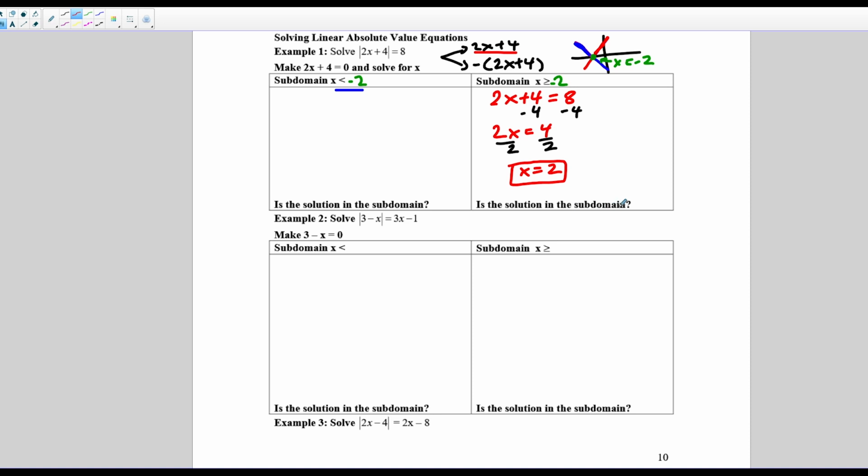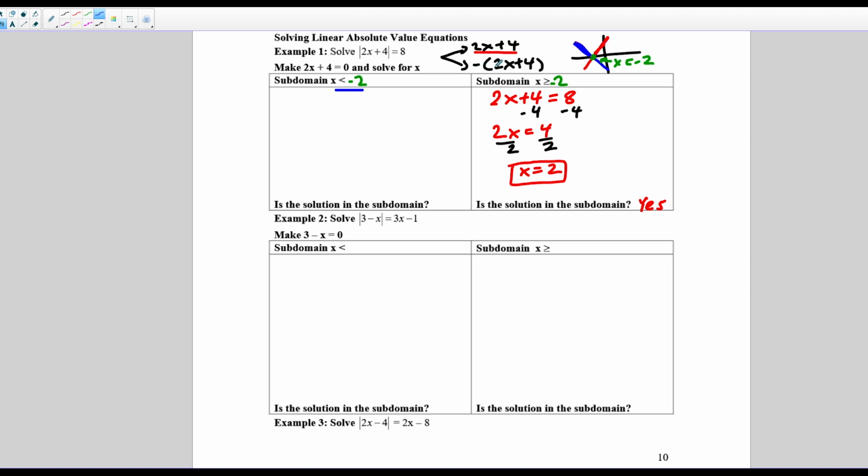So if we're asked, is the solution in the subdomain? It definitely is, because 2 is greater than or equal to -2. We're going to do the same thing once again here on the left-hand side, except now we're going to look at the negative case, which is what we graphed here starting from the left-hand side.